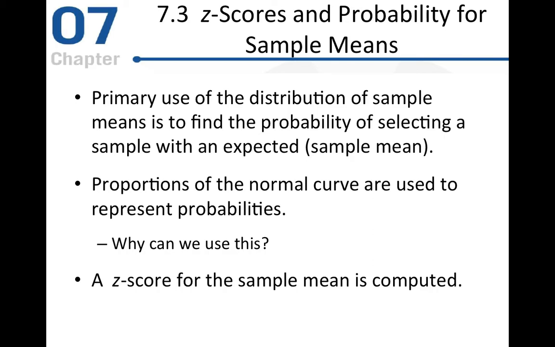So the primary use of the distribution of sample means is to find the probability of selecting a sample with an expected sample mean. Essentially, if you have a population distribution, and the mean is 100, what is the probability of selecting a sample with a mean of 347? Well, we can use z-scores to figure this out.